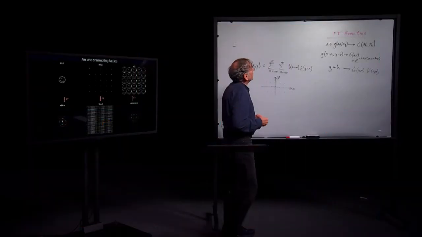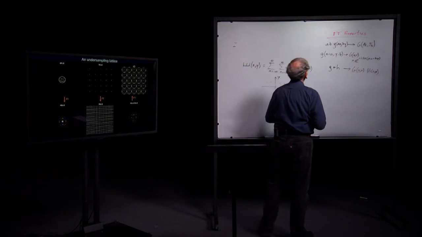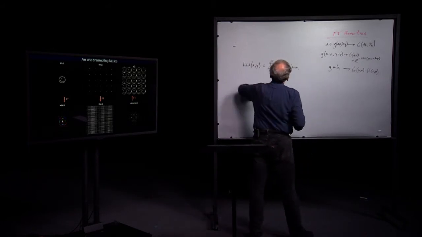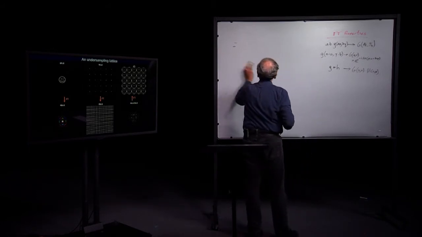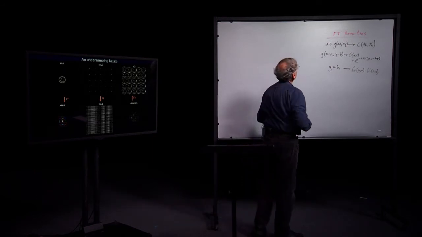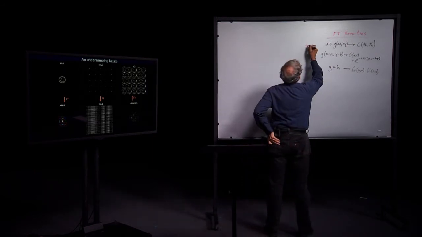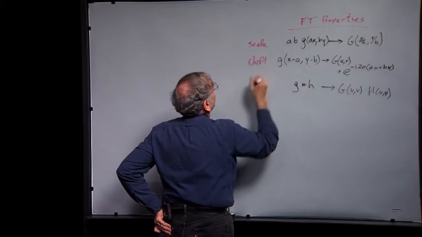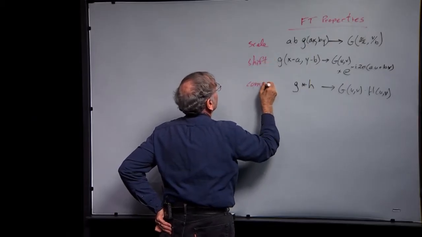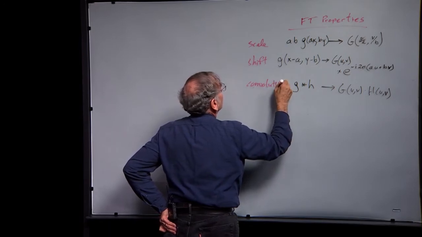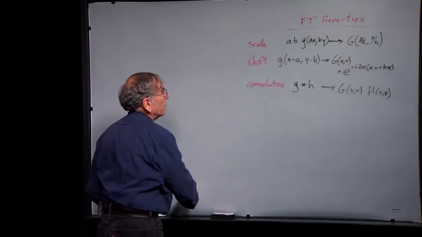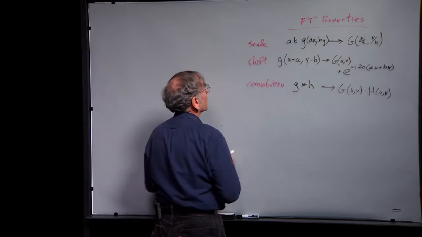Okay, so I'll put down the names of these properties, and we're going to have a couple new properties that I think you'll really like. This is scale, this is shift, this is convolution. Now here's another one. It's called rotation.